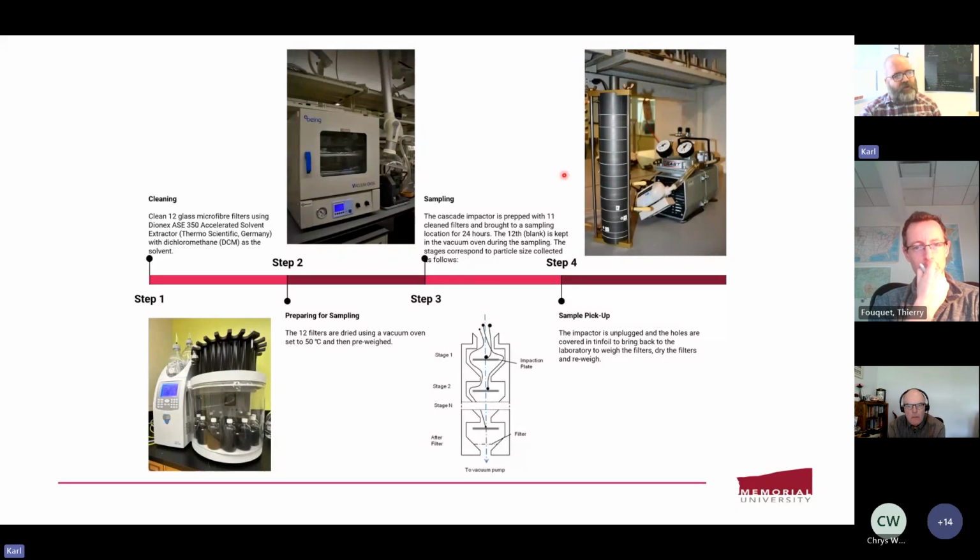This is a picture of our collection device. This is a cascade impactor. So you deploy this vacuum pump connected to this cascade impactor. There are 11 stages. At each stage, there's a different glass fiber filter. Particles of different sizes are separated on the basis of their aerodynamic cut point. So we're able to actually get a filter with approximately 10 micron particles going down all the way to about 15 nanometers or so.